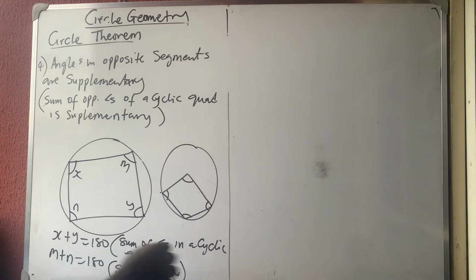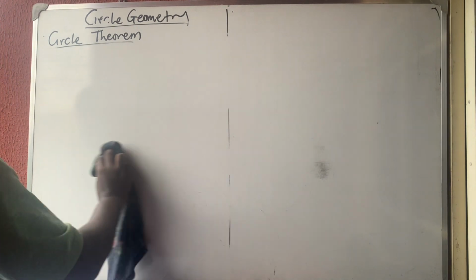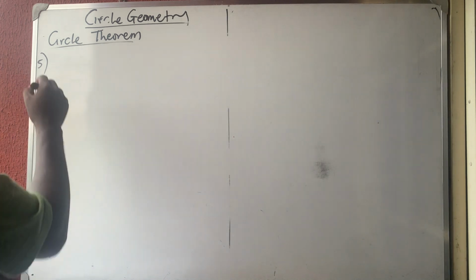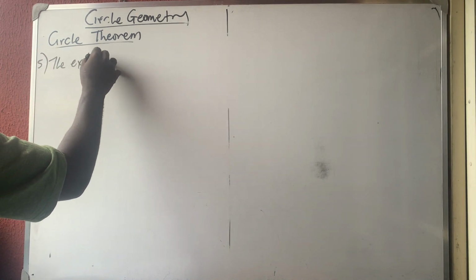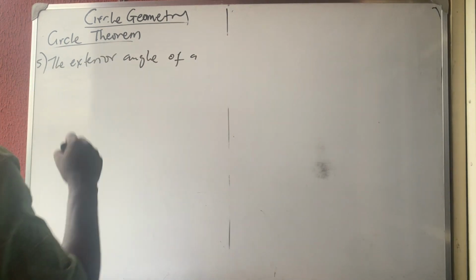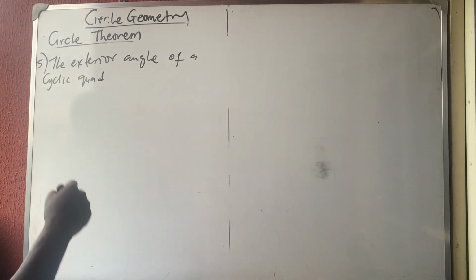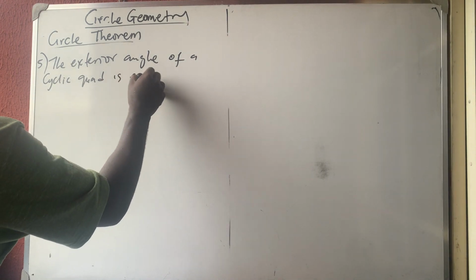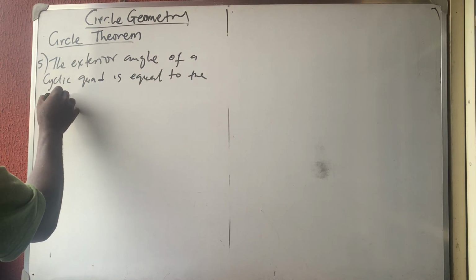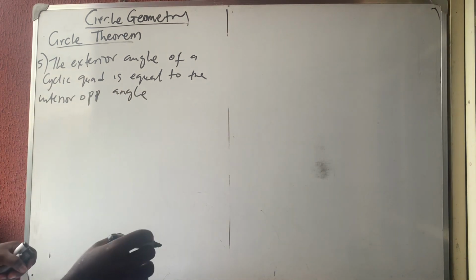So the next one, theorem 5. Theorem 5 said the exterior angle of a cyclic chord is equal to the interior opposite angle. Okay, now look at what that one is saying.